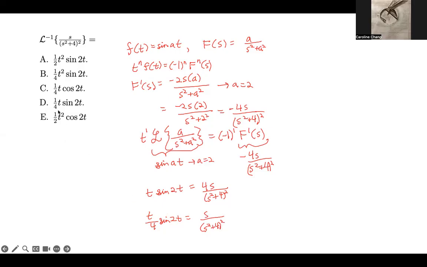And as we see, this matches D. So D is the correct answer.